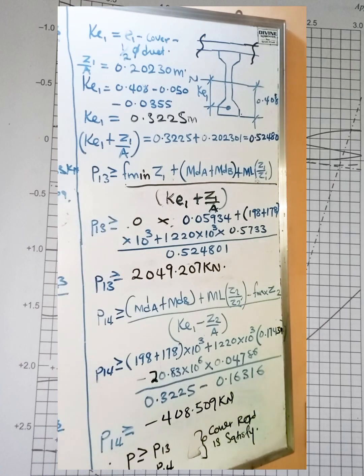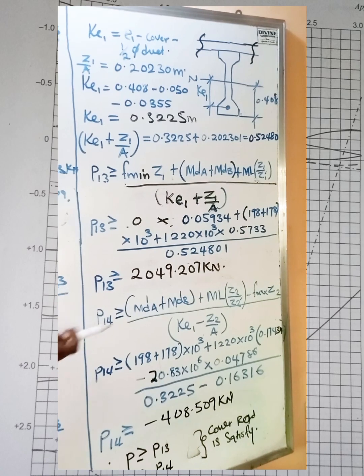So let's substitute values for this expression. If we do, here is 0, so work that out. We're going to have 2049.207 kilonewton here. And we have P14 to be greater than this. If we work out P14, we're going to have P14 to be negative 408.509 kilonewton. All right. Now you can see that our chosen pre-stress force is greater than P13. Of course, P13 is higher than P14. So if our chosen pre-stress force is greater than P13, it means the cover requirement has been satisfied in this scenario.